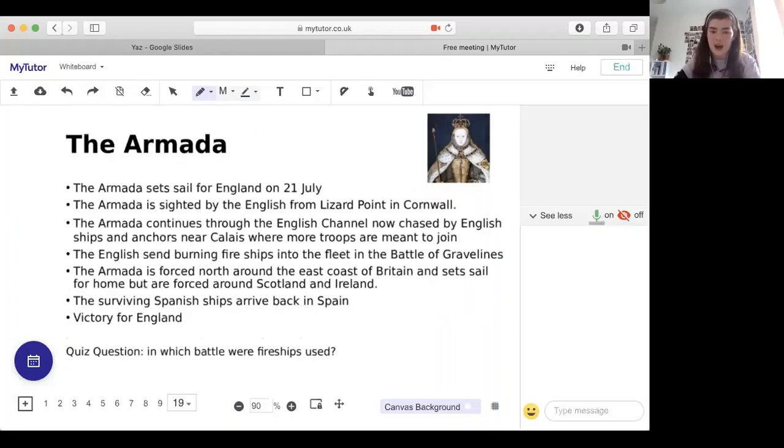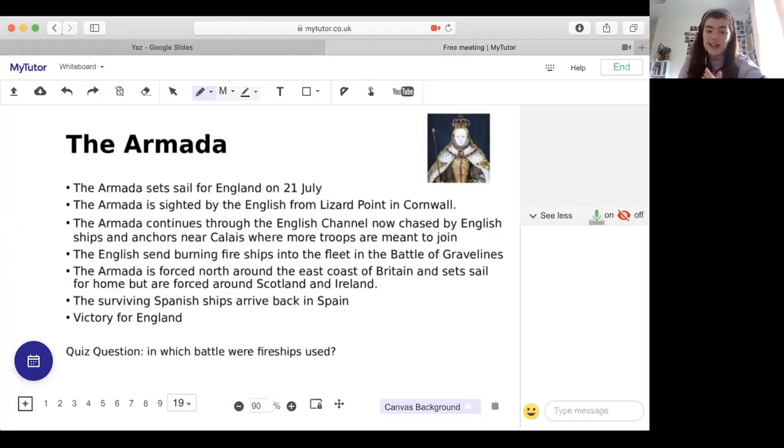Okay, so the Armada. What actually happened? So the Armada leaves Lisbon on the 28th of May 1588. It's then delayed by storms and repairs and finally sets sail for England on the 21st of July. The Armada is sighted by the English off Lizard Point in Cornwall. The warning beacons are then lit along the English coastline, and that lets Elizabeth and everyone in London know that the Armada has been sighted. The Armada continues through the English Channel, now chased by English ships, but suffers little damage.